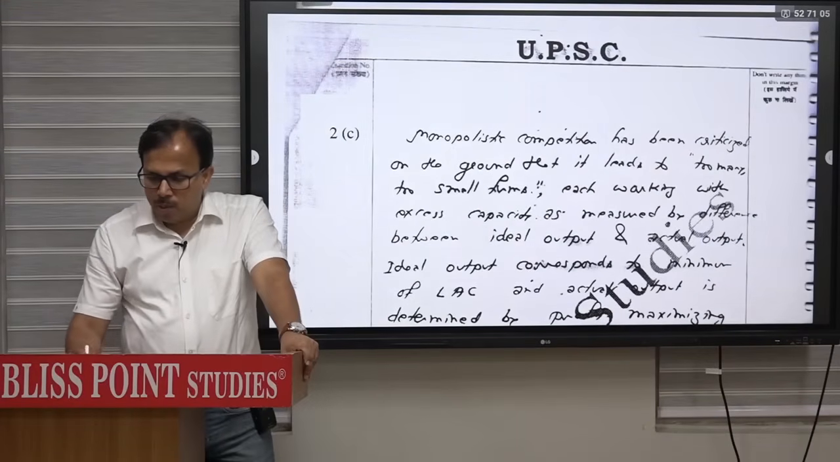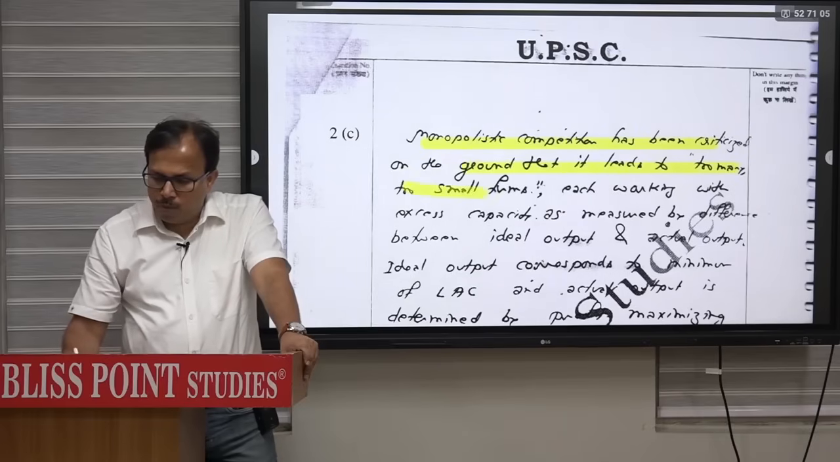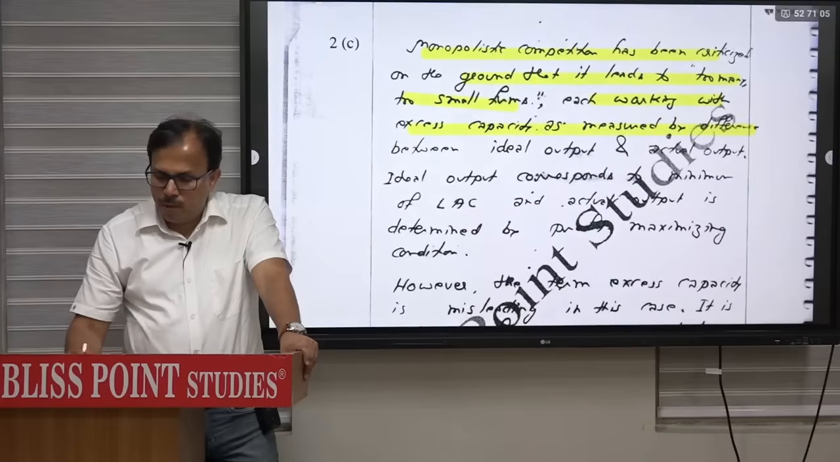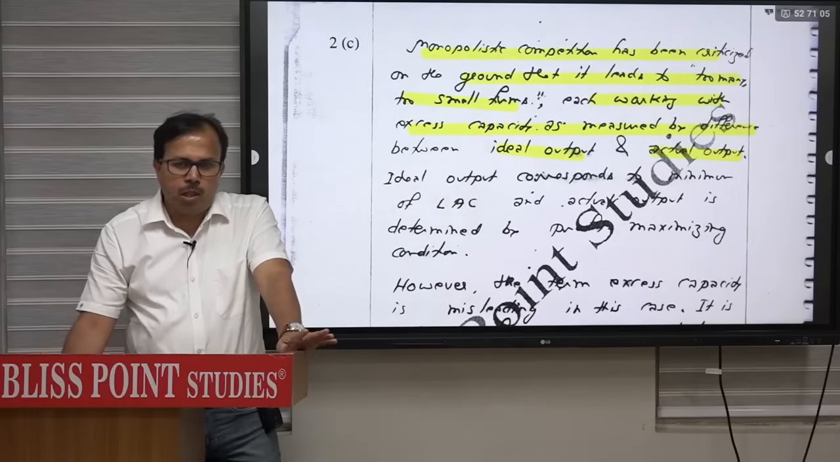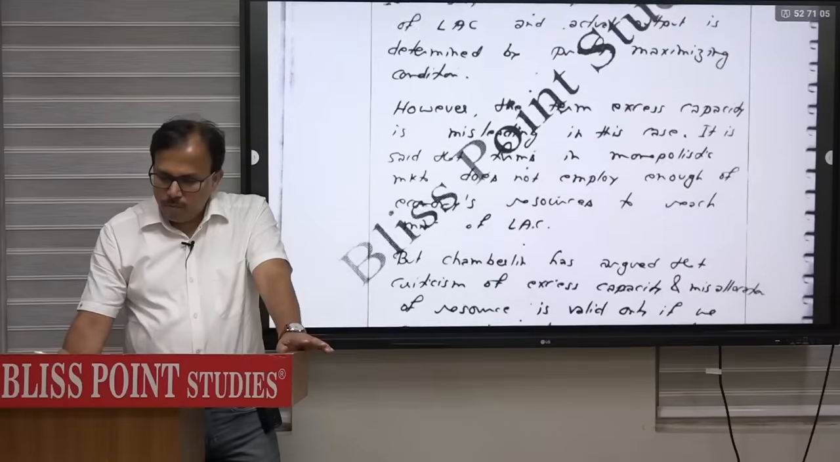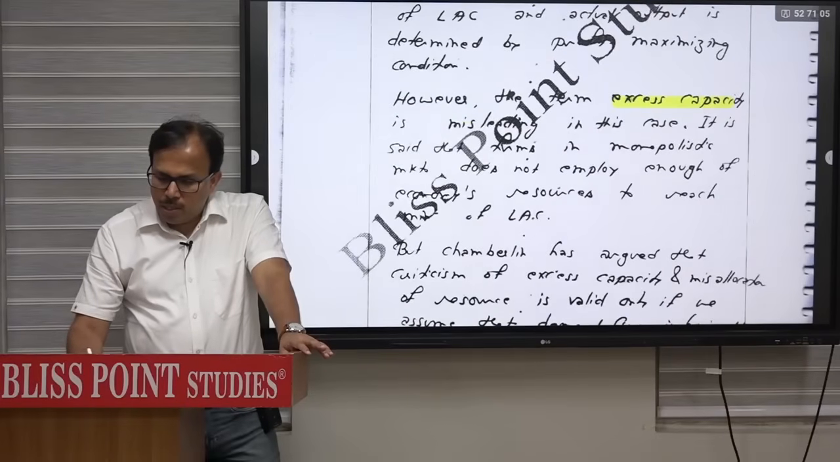And monopolistic competition has been criticized on the ground that it leads to too small firms, each working with excess capacity as measured by difference between ideal and actual output. इस तरीके की लाइन आप याद रखो. एक्सेस कैपेसिटी का क्वेश्चन ऑलमोस्ट आई विल से ऑल्टरनेट ईयर पे क्वेश्चन आ रहा है. However, the term excess capacity is misleading.